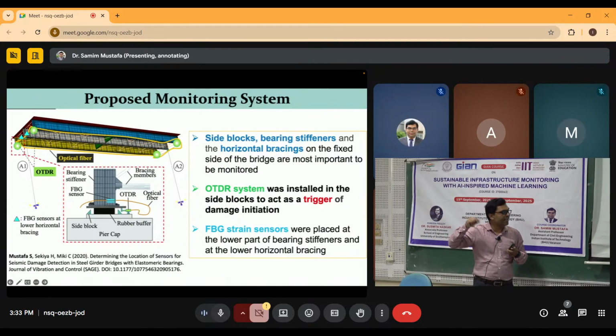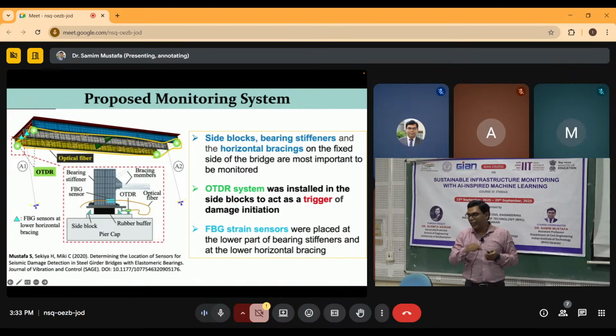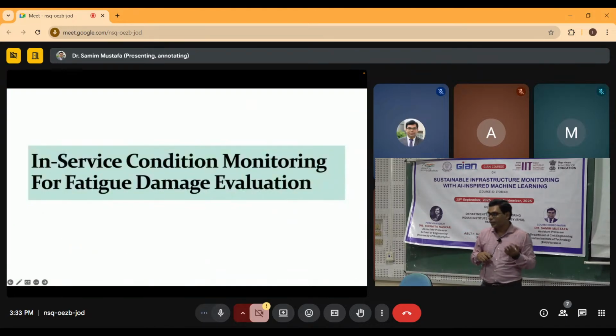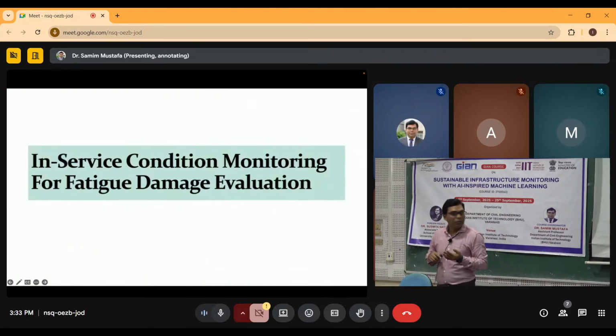If there is any damage on any of the bridges, that information should be sent to the bridge maintenance team immediately. So that is all for monitoring the extreme loading event. Then I will move to in-service condition monitoring. How do we design a monitoring system for in-service condition?